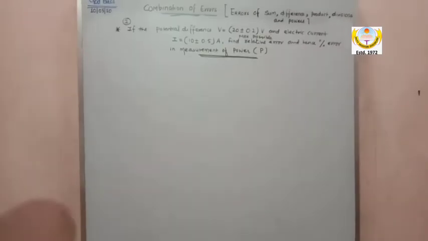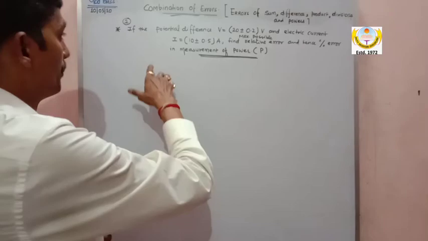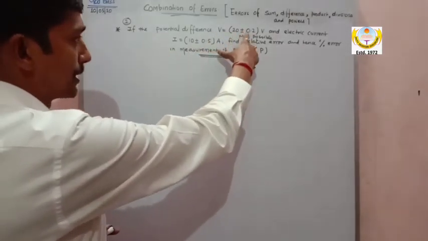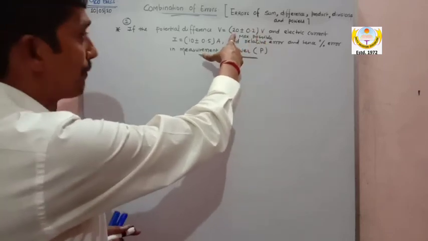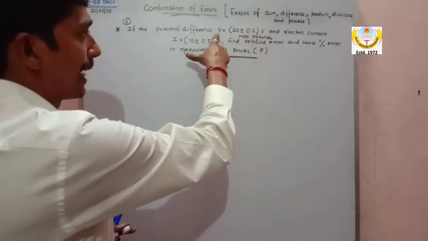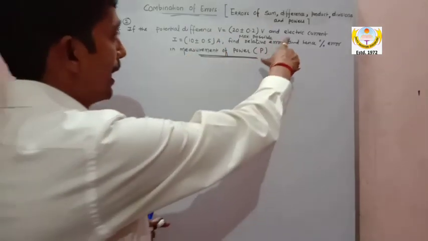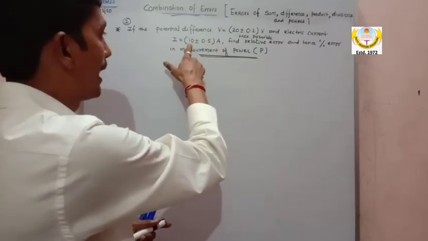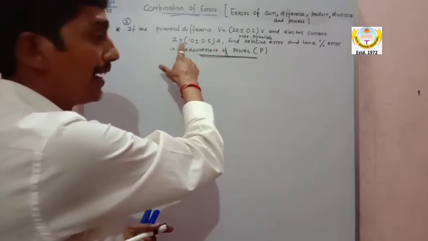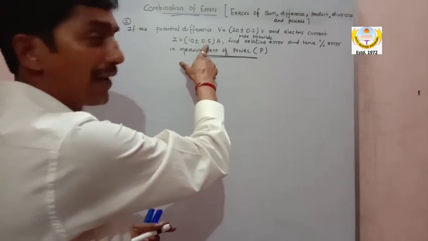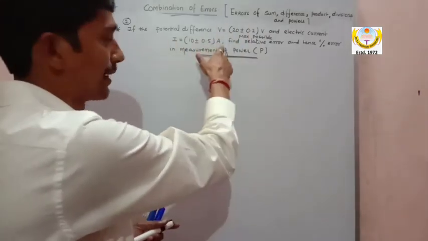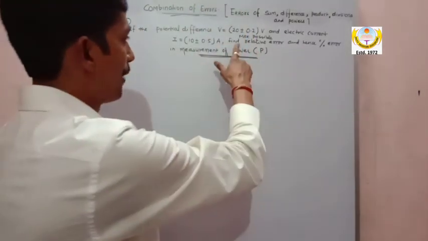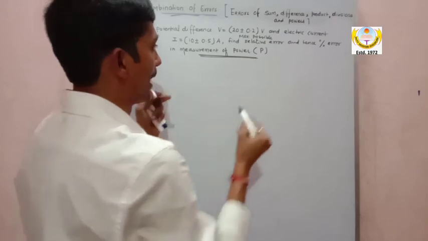Now look at this sum, my dear. I have taken a simple sum on product because just now I taught you the product concepts. If the potential difference V is equal to 20 plus minus 0.2 volt, 20 is the true value of the potential difference and 0.2 is the error in potential difference. And electric current I is equal to 10 plus minus 0.5 ampere. 10 is the true value of electric current and plus minus 0.5 is the absolute error in the electric current. We have done all this through my theory. Please watch it. Find maximum possible relative error.